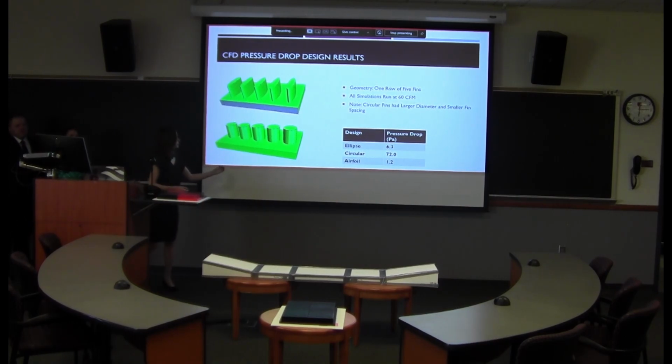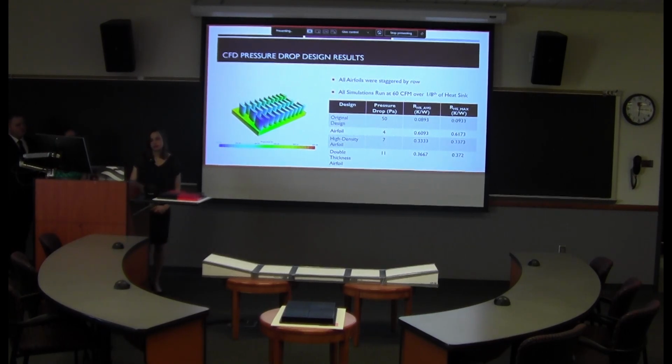And as you can see in this picture, the spacing is far smaller between the fins and the diameters are much larger. So from these results, we can clearly see that the ellipse fins produced a pressure drop of 6.3 pascals. The circular fins produced a pressure drop of 72 pascals, again due to that smaller spacing and larger diameter. And the airfoil, as you can see here, produced the best pressure drop for our case scenario of 1.2 pascals.